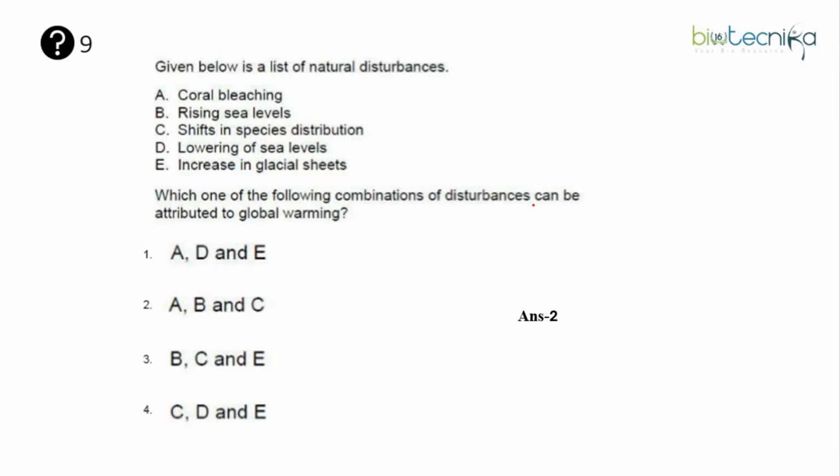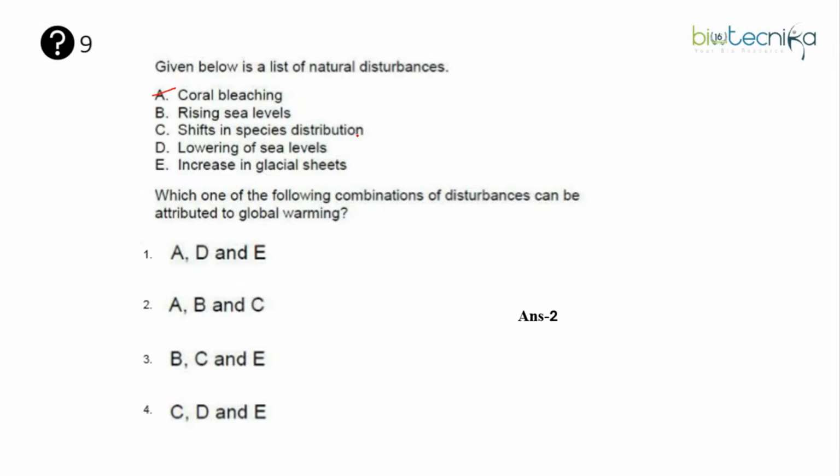Coral bleaching obviously happens because of change in pH. Rising sea levels, that is also a result of global warming. And then you have shift in species distribution, that is also global warming. Actually, I would say more specifically this is from your applied ecology part.